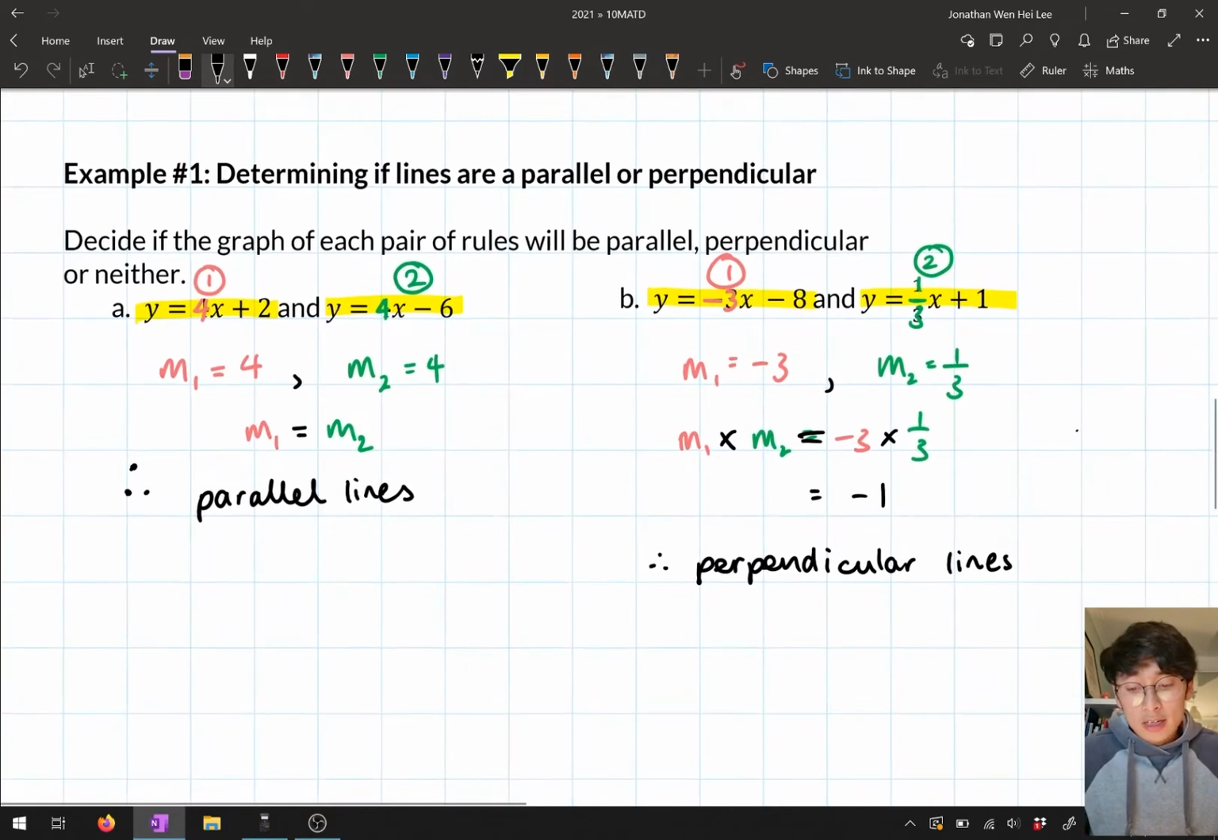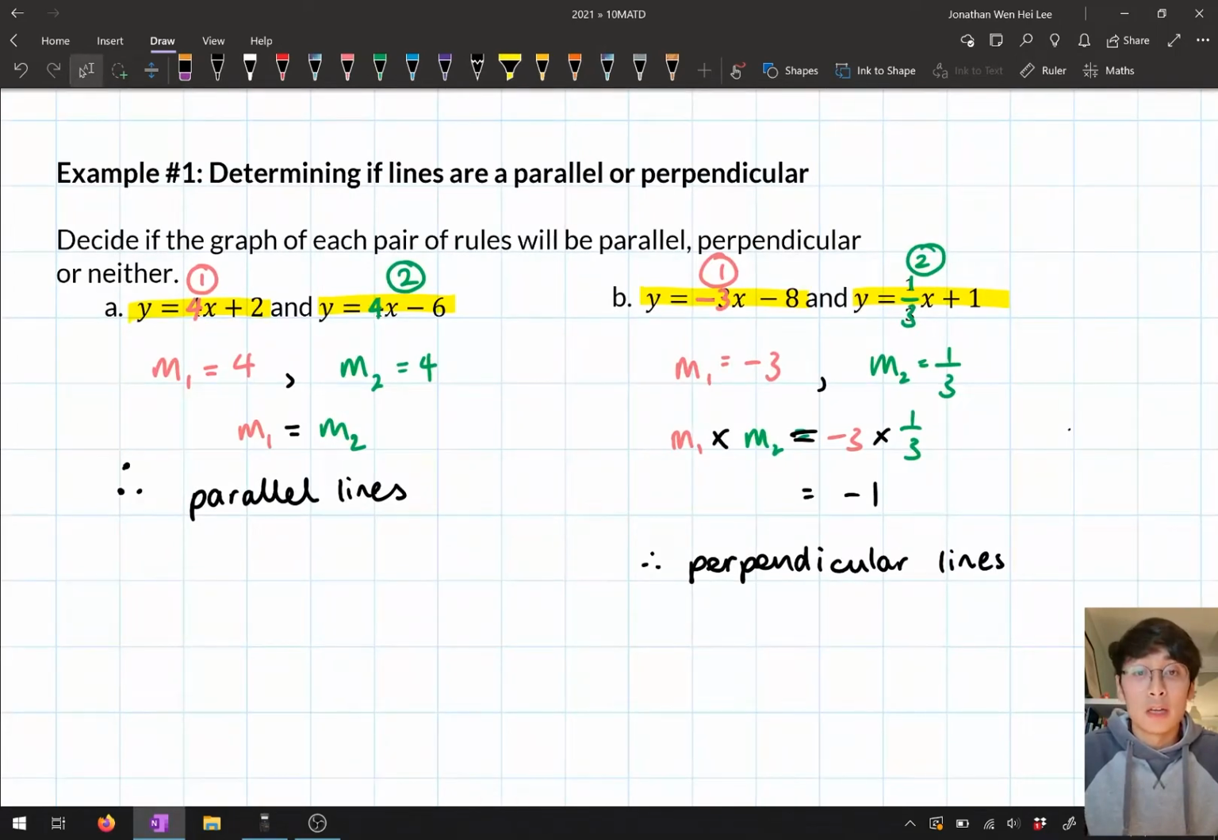Okay, so that's how we can identify if lines are parallel or perpendicular.